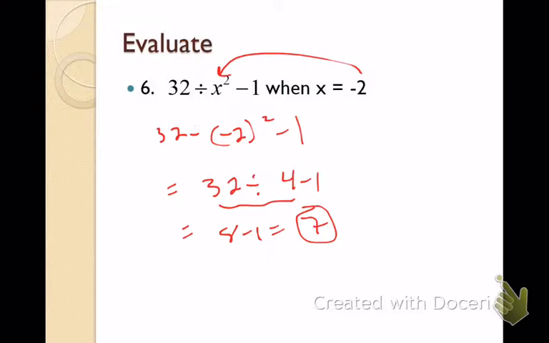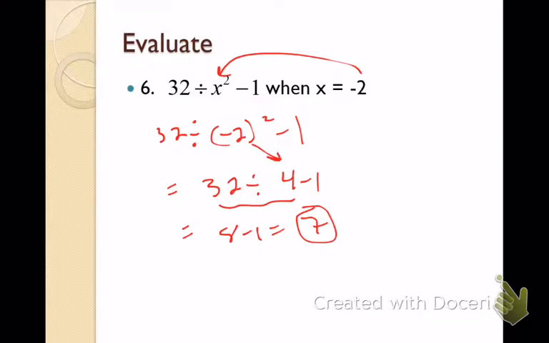Did you get 7? So we're going to plug in -2 for x. And now, PEMDAS says we have to do exponents first. -2 squared is -2 times -2. -2 times -2 is +4, right?